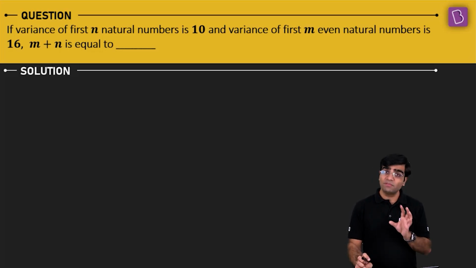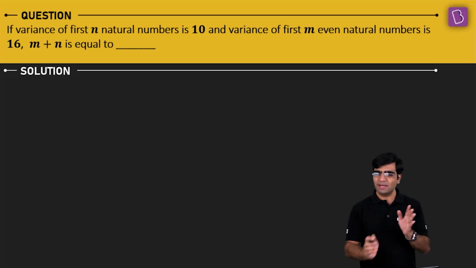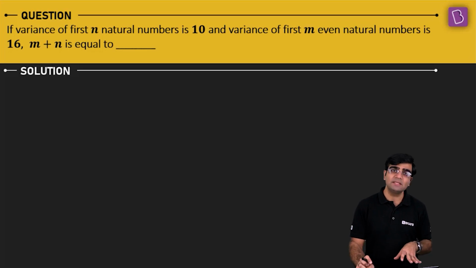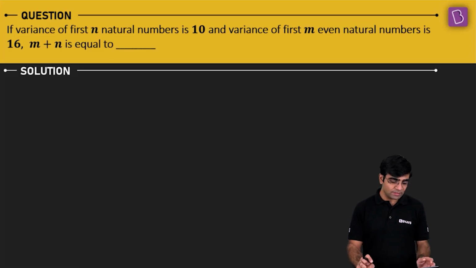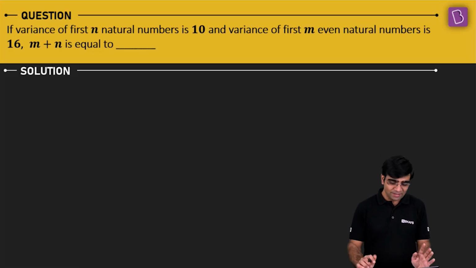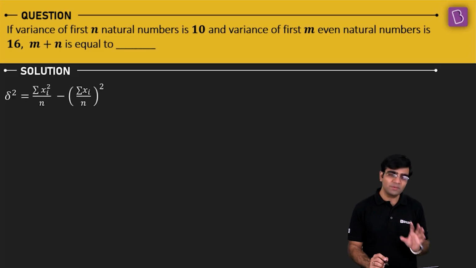So if the variance of the first n natural numbers is 10, and the variance of the first m even natural numbers is 16, then they're asking for the value of m plus n. So first of all, I have to remember the formula of variance. If you don't remember that, you will not be able to solve it. So I'll first of all give you the formula for variance.